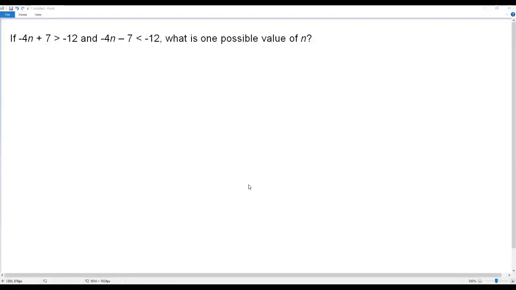Here we have a set math question. Okay, here we have a problem on inequality. We have two inequalities over here. Negative 4n plus 7 greater than negative 12. And the second inequality is negative 4n minus 7 less than negative 12. We have to find one possible value of n.